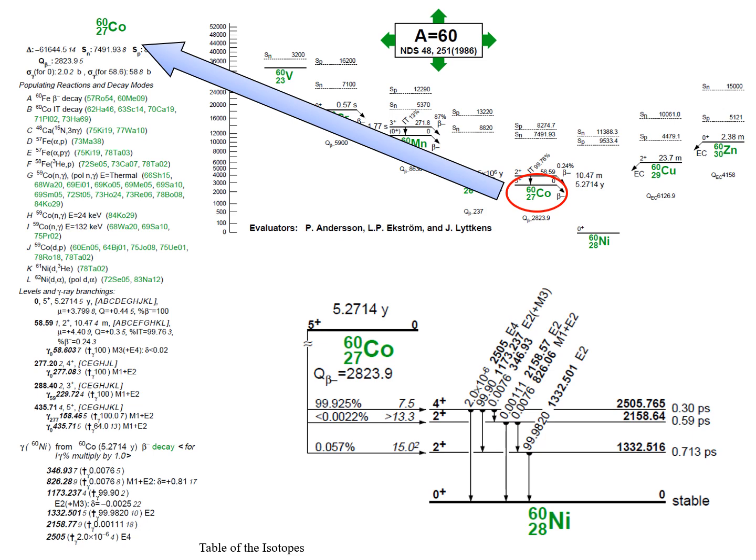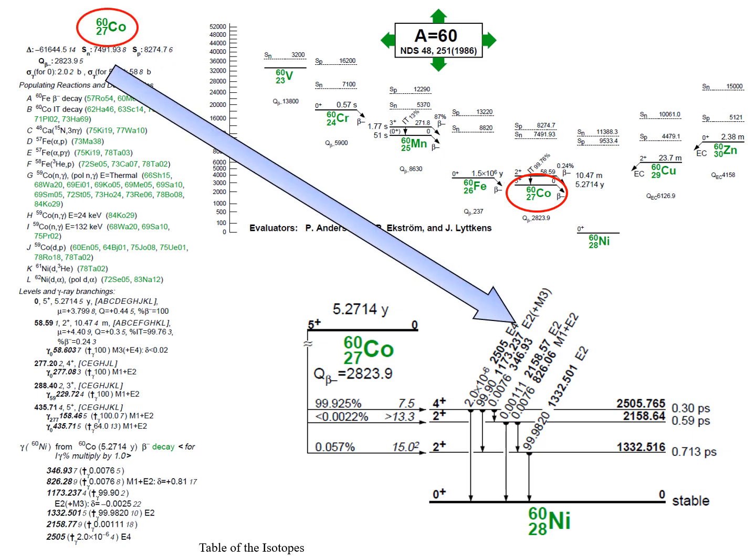If I clicked on this value here, it would bring me to here. And this is my decay scheme. And this shows how cobalt 60 with a 5.2714 year half-life, a spin and parity of 5 plus, decays to nickel. And as we see, 99.925% of the time it decays to this excited state of nickel. And then that excited state, 99.9% decays to this state, and then 99.98% of the time it decays down to the ground state.